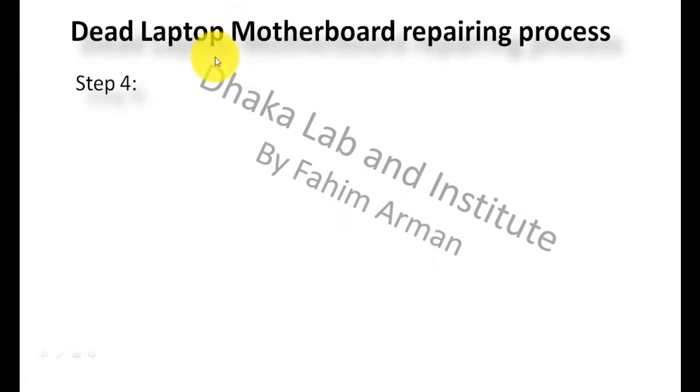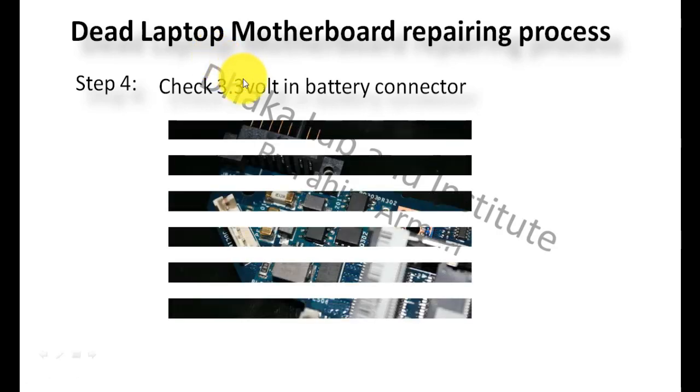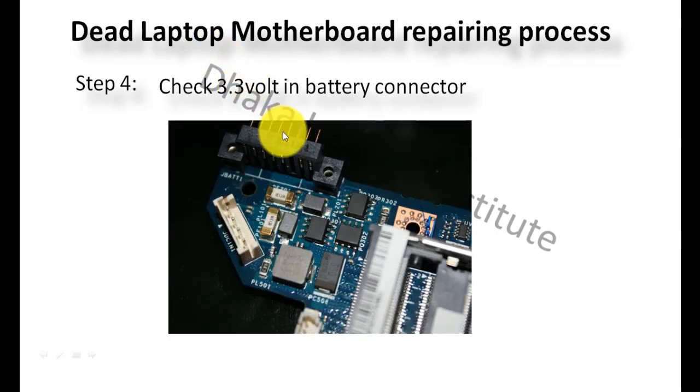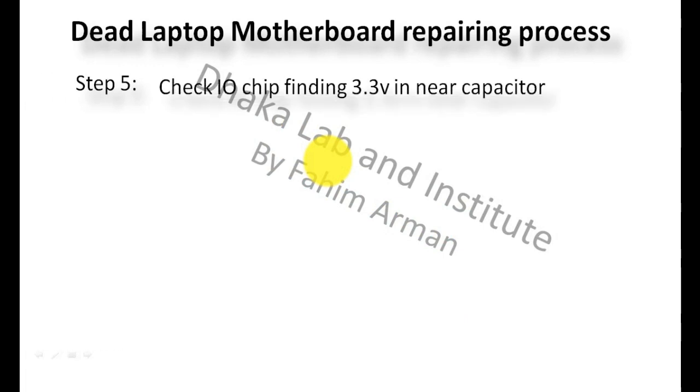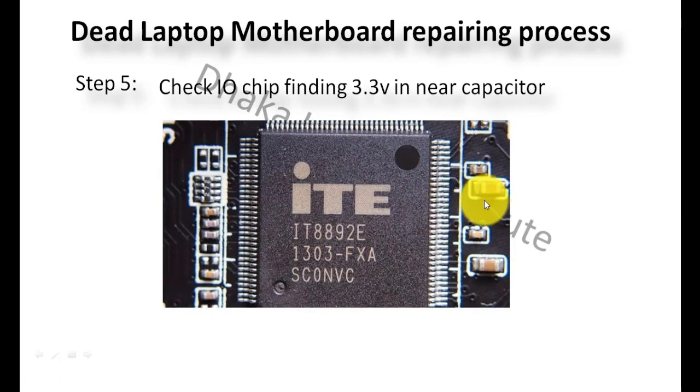Step 4. Check 3.3 volt in battery connectors 2 pins. If there is no voltages, then the problem may be in 3.3 volt LDO path of 3 volt 5 volt or step down section. Step 5. Check voltage in near capacitors of SIO. If 3.3 volt is found, then okay, go for next step.